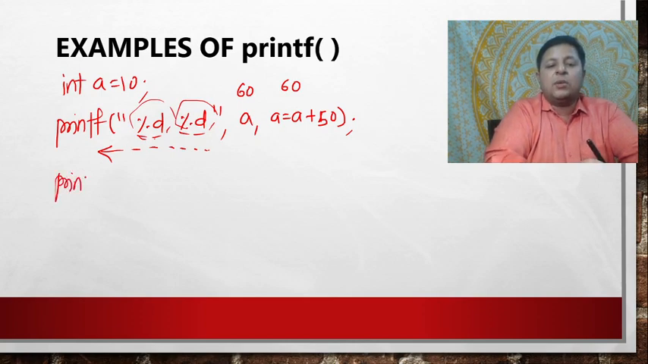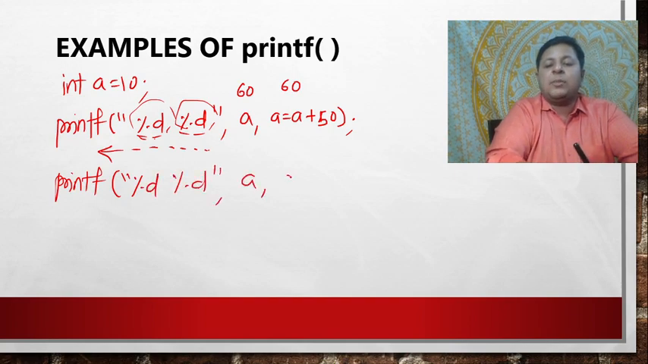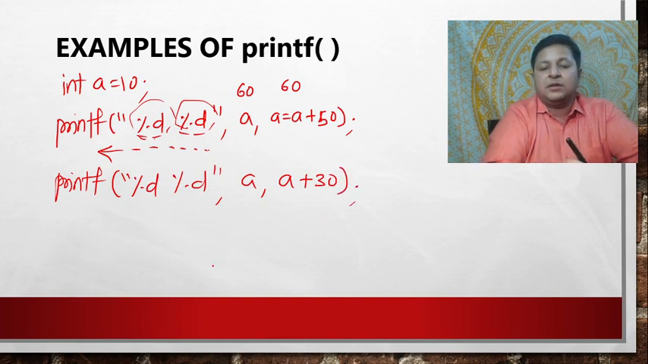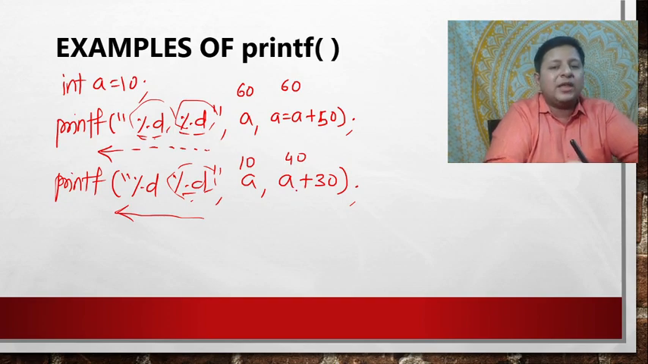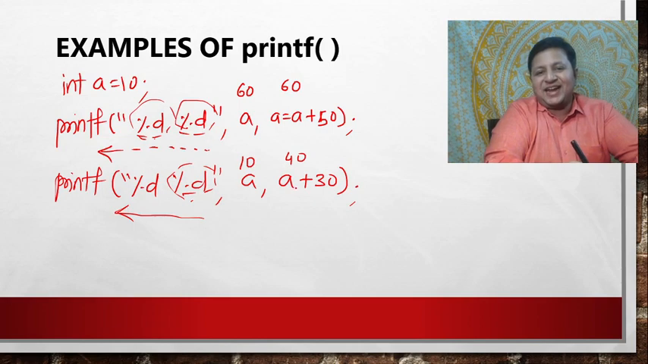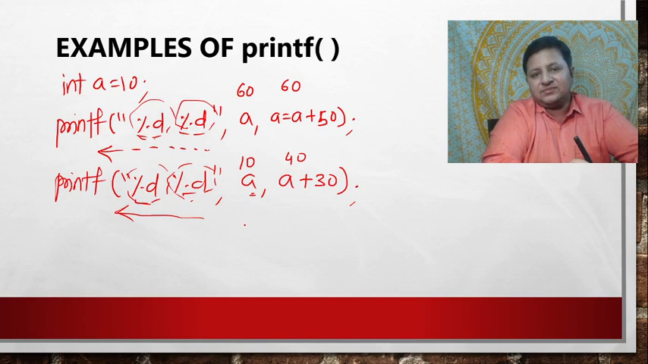So it is like this. Try to understand what will be the answer of this one. "%d %d", a comma, a plus 30. What will be the answer now? You'll immediately answer 40, 40. Yes? No. The answer is 10 and 40. Understand one thing: even though it maintains the answer of this one first because of the direction, a plus 30 gives the total answer 40, but it is not getting stored in a, so my a is not getting changed, and hence when it comes to this, it will still print the value of a as 10. I hope you are getting it.